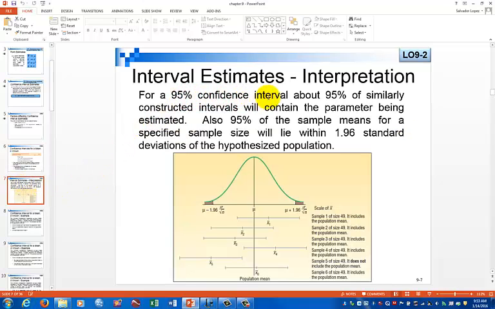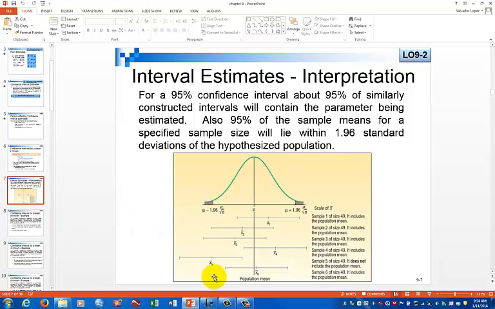For a 95% confidence interval, about 95% of similarly constructed intervals will contain the parameter being estimated, in this case the mean. Also, 95% of the sample means for a specified sample size will lie within 1.96 standard deviations of the hypothesized population mean. Let me explain what that means. A 95% level of confidence means that 95% in the normal distribution will be in the middle of the distribution.